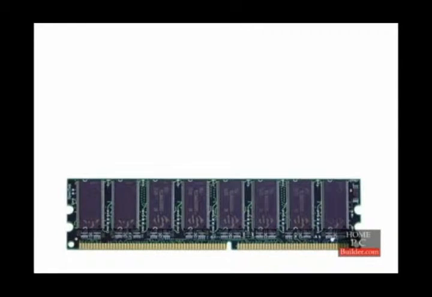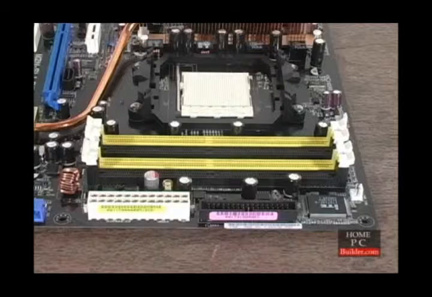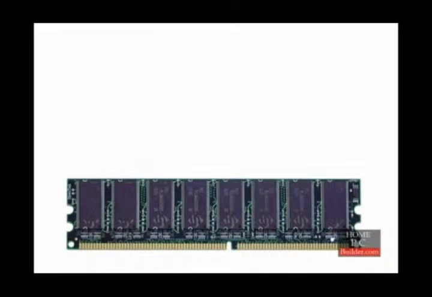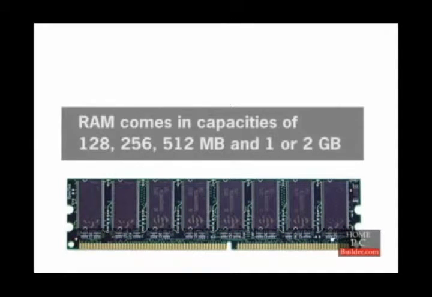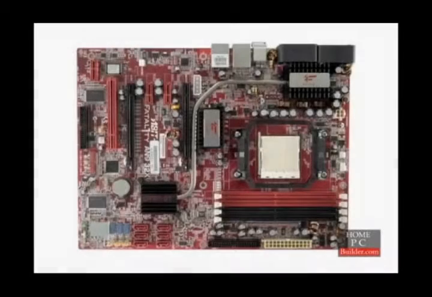Memory comes in the form of a stick that attaches to the computer's motherboard through a memory slot. The memory stick is actually made up of several individual memory chips that, when added up, combine to create the storage capacity of the memory stick. Memory sticks come in capacities of 128, 256, or 512 megabytes, and 1 or 2 gigabytes. For more on motherboards, see the motherboard component lesson or the installation lessons.